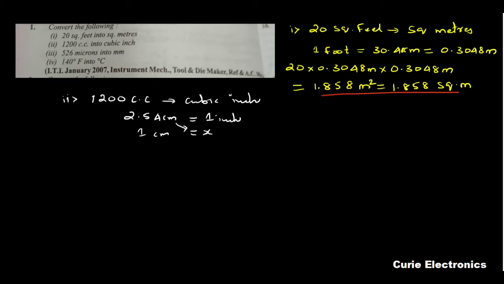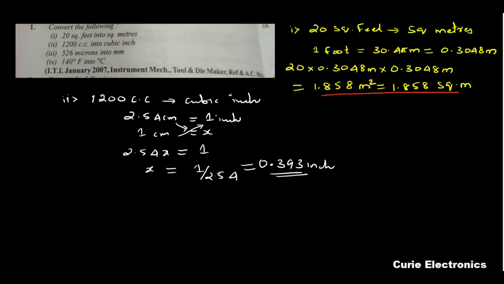Then we'll do the cross multiplication. So 2.54 x equal to 1. So x equal to 1 upon 2.54. Let me do it with calculator. 1 upon 2.54 comes to 0.393. So 1 centimeter equal to 0.393 inch.